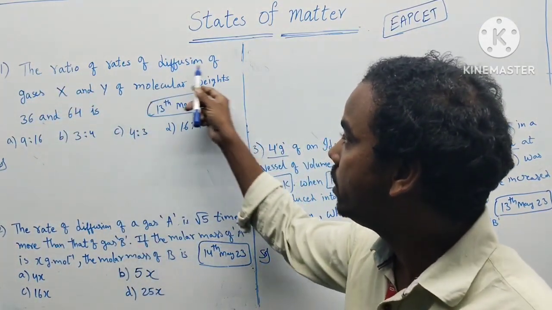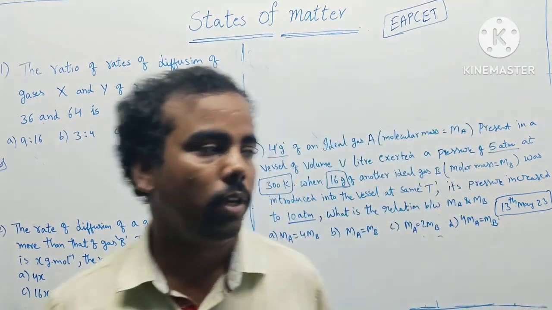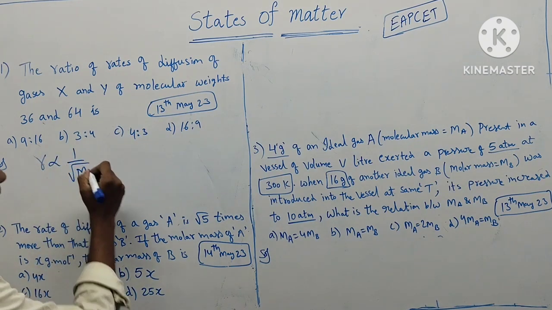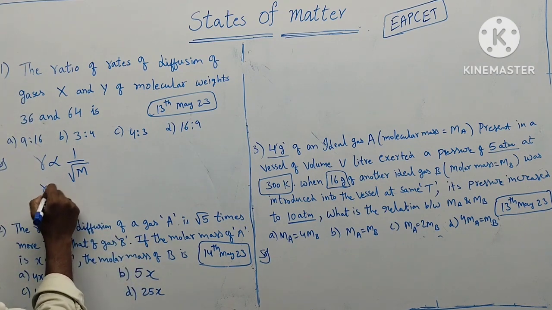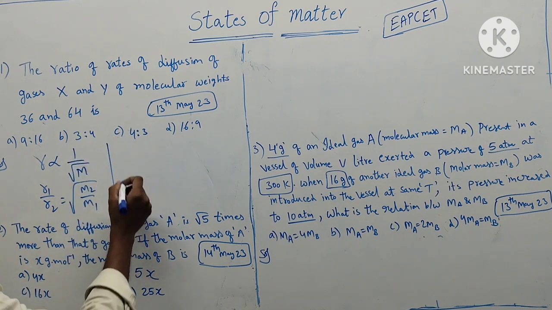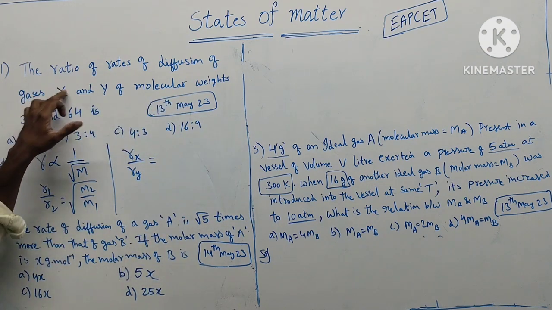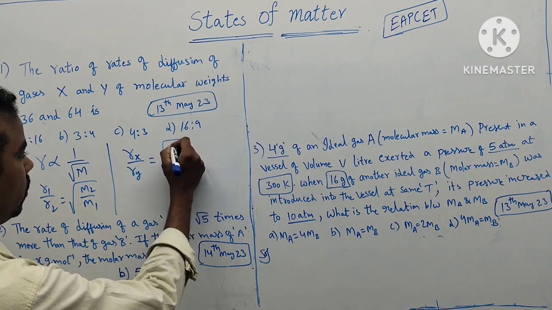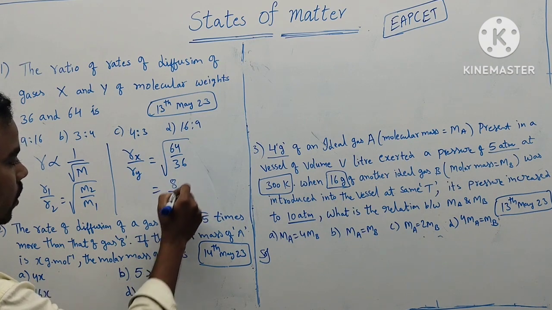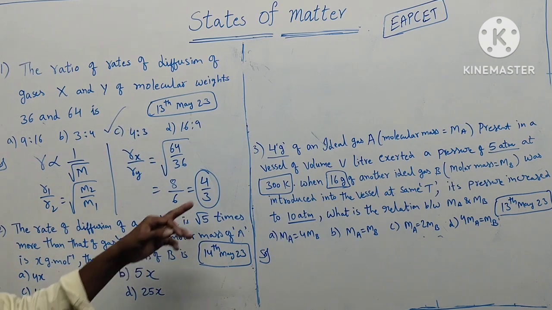See the first question. The ratio of rates of diffusion of gases X and Y of molecular weights 36 and 64 is? Very easy. We know that the rate of diffusion of a gas is inversely proportional to the square root of its molecular weight. That means R1 by R2 equals square root of M2 by M1. So Rx by Ry, with molecular weights X 36 and Y 64, reversed is 64 by 36. Root 64 is 8, root 36 is 6, so 8 by 6, 4 by 3. So the ratio is 4:3. Very important, very easy.